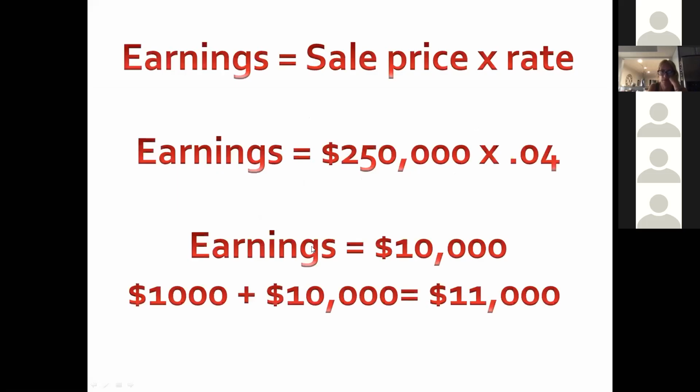Okay, and this is how we did it. Earnings equals sales price times rate. 250,000 times 0.04, the earnings are $10,000, and we have to get compensated for our advertising spend, which is $1,000. Now, this is for both brokers and salespeople, and it will not be on the test.